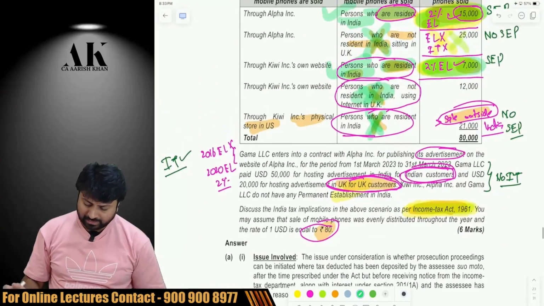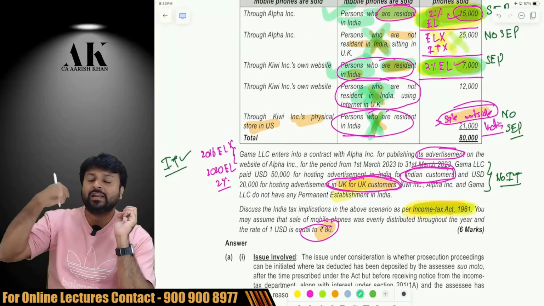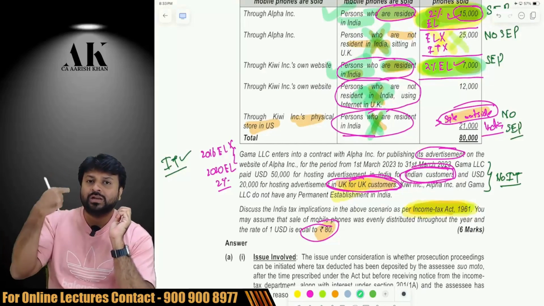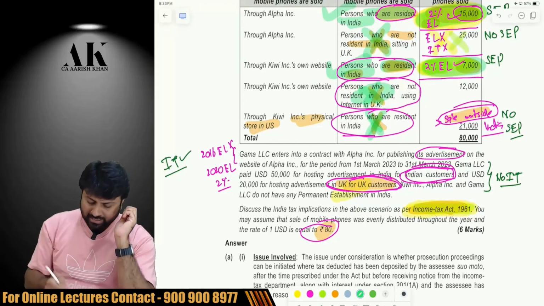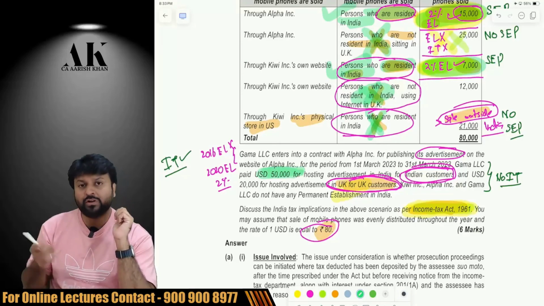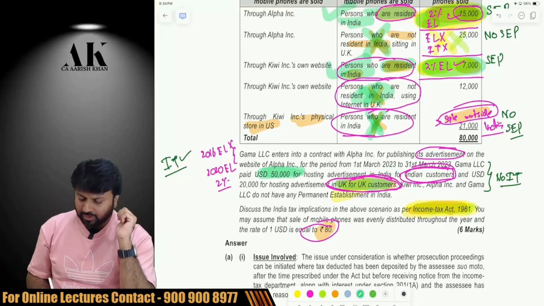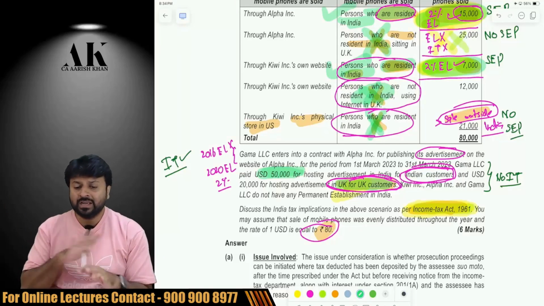Okay. Last but not least, do you remember that in business connection there was one amendment that if there is a sale of advertisement by one person to another person by targeting customers in India, then that is also taxable in India. That is also deemed to accrue in India. Therefore, this 50,000 will also be deemed to accrue in India under section 9(1)(i). But this $20,000 will not accrue in India because here we are not targeting the Indian customer.